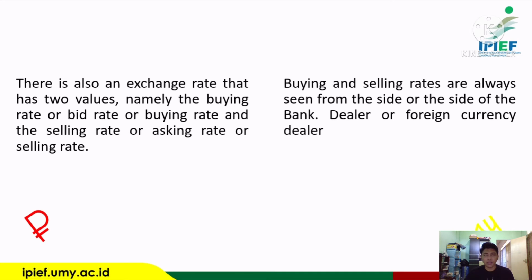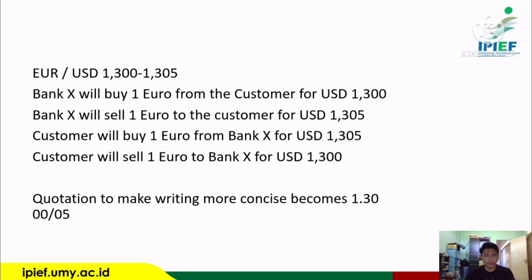Another example is different from the spot rate. It is an exchange rate that has two values in it, namely the buying rate and the selling rate. The buying rate is also known as the bid rate, and the selling rate is also known as the asking rate. The buying and selling rates are always seen from the side of the bank, or the foreign currency dealer.